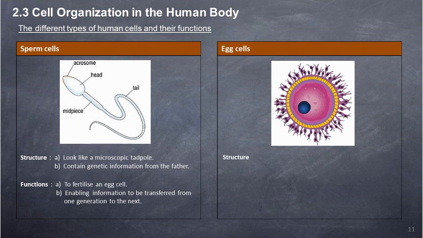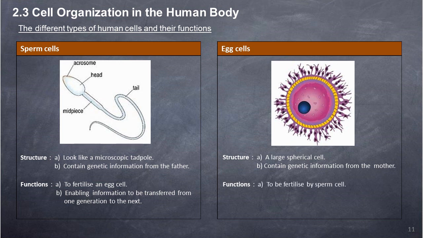Egg cells. Structure. A. A large spherical cell. B. Contain genetic information from the mother. Functions. A. To be fertilized by a sperm cell. B. Enabling information to be transferred from one generation to the next.